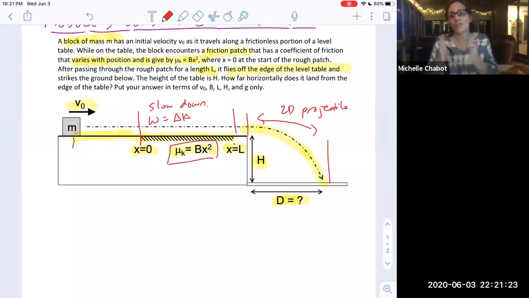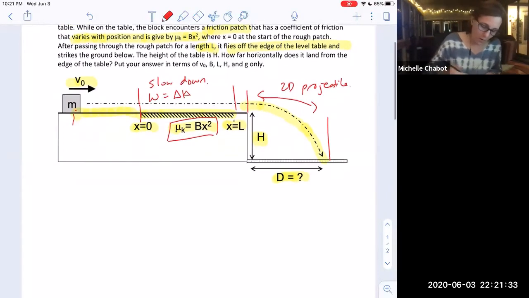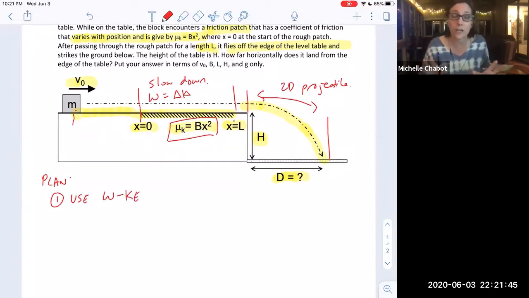So really, if you just take the motion and go bit by bit, and you apply a concept everywhere you think you can, then you count up however many steps you have, and that's your combined concept. If I want to write this out in terms of my plan, my first plan would be to use, and I'm going to call this the work kinetic energy theorem. That's how I'll denote it.